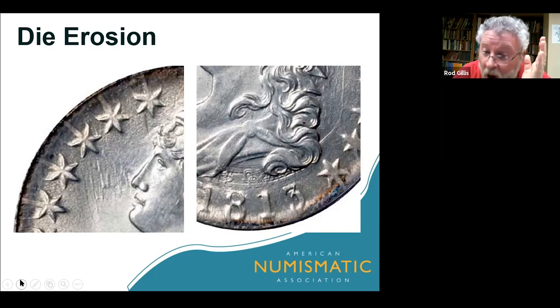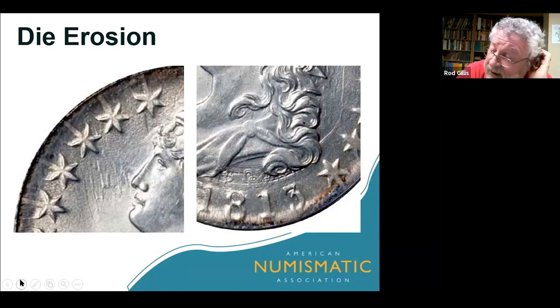But dies were hard. They were hard to manufacture. They were hard to come by. And so the mint used dies as long as they could, until virtually they fell apart, before they put in new dies, because every time you use a new set of dies, you're incurring expense.